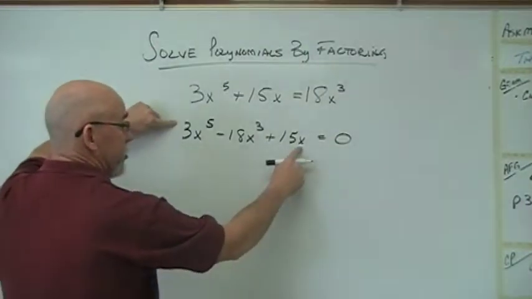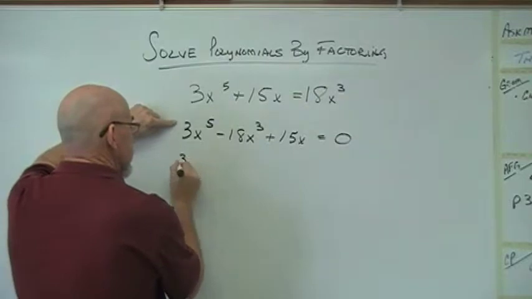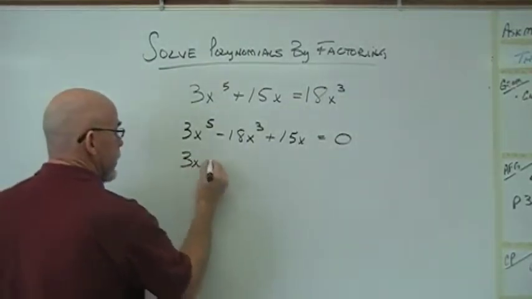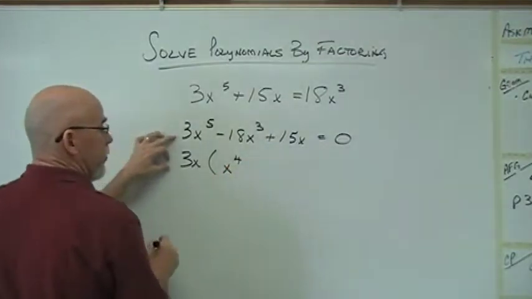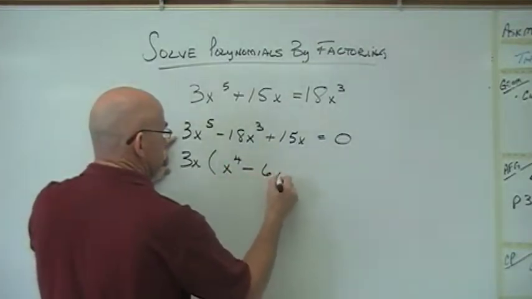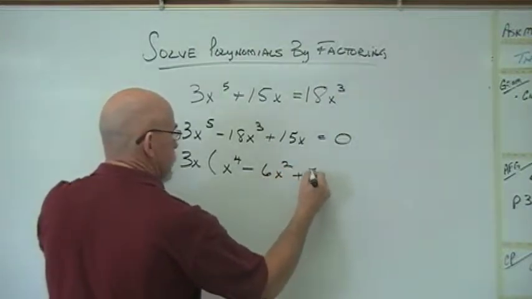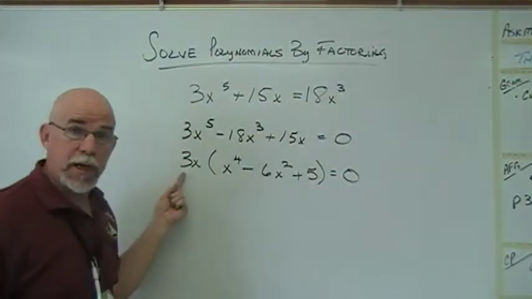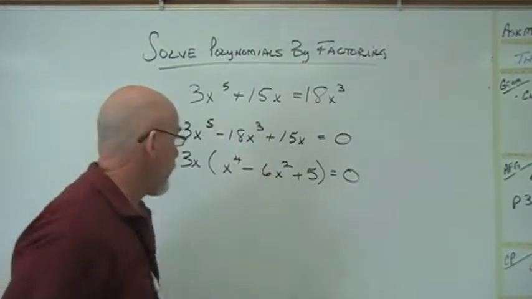I need to try to factor this. Common things in each. I see a 3, I see an x. So I can factor out that 3x, that common factor, out of each of these terms, leaving what I have when I do. So now I've got the term 3x times this trinomial. Again, I need to look to see if that can be factored.